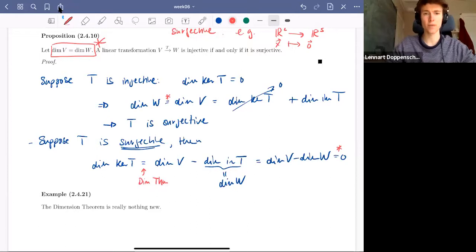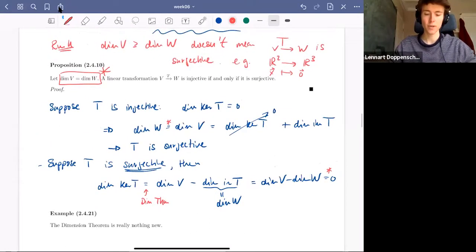Yes, Idris asked whether this means it is bijective, and it is absolutely true. So basically, this proposition is supposed to help you when you want to show that something is a bijection, and you know the dimensions of the domain and the codomain are the same, then it is sufficient to only check one of the two things.